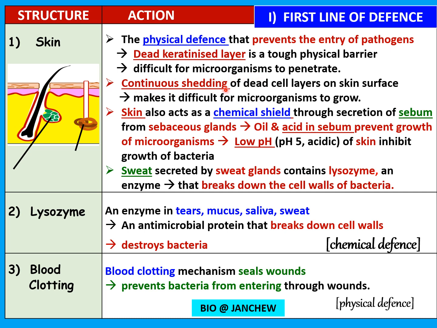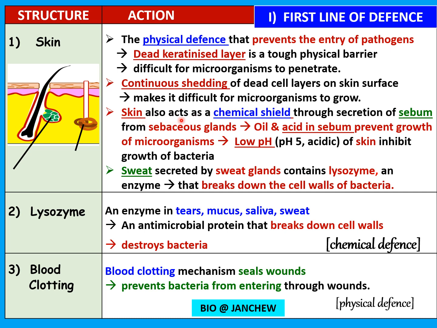Now, continuous shedding of dead cell layers on the skin surface makes it difficult for microorganisms to grow. So the dead cell layers on the top of the skin are continuously dropping off. Shedding means to drop off. So the microorganisms that try to grow on the skin will be removed in that way. So it's difficult for them to grow there.